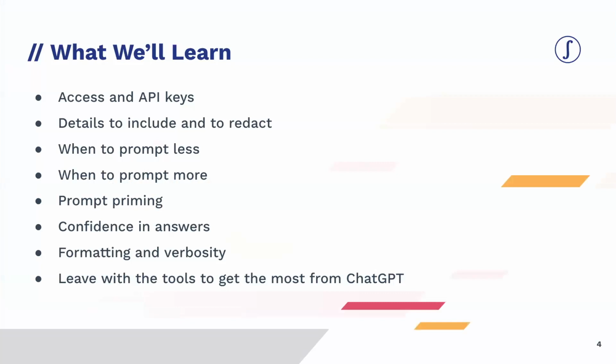Here is what we're hoping to take away from today. We'll talk a little bit about access to ChatGPT and API keys. We're not going to dig too much into that, but we will talk about details that you would want to include when you're working with ChatGPT and things you want to redact, which is arguably more important sometimes. When to prompt less and more, which is a bit along the same lines, but a slightly different concept. Prompt priming, if you don't know what that is, don't worry, we will explain that. And how to get more confidence in your answers from ChatGPT. And then also formatting and verbosity.